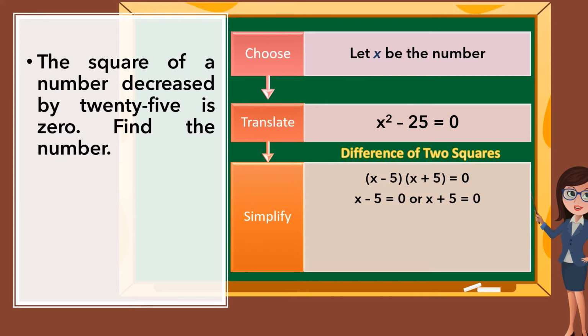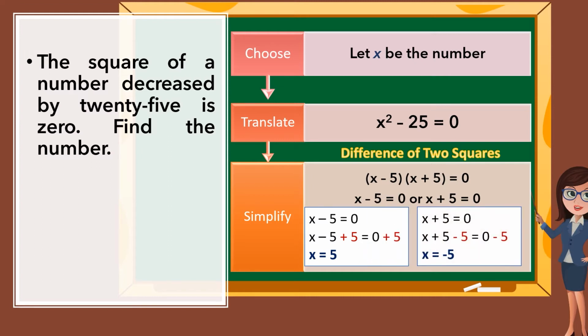By zero property, x minus 5 is equal to 0 and x plus 5 is equal to 0. There are two values of x to be solved. First, using x minus 5 is equal to 0. By addition property of equality, add 5 to both sides of the equation. Therefore, the first value of x is 5.